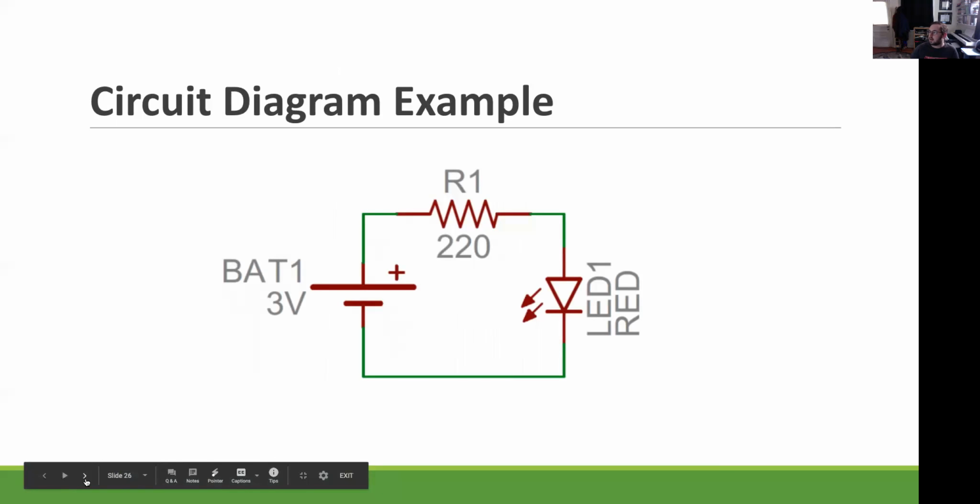Here's a basic diagram so you can see we have the battery with the positive end. It's 3 volts going through a 220 ohm resistor to a red LED, which we've got showing there. So that's a pretty basic one. Not all of them will have the information like it's a red one or some of this number there, but it's helpful to have.